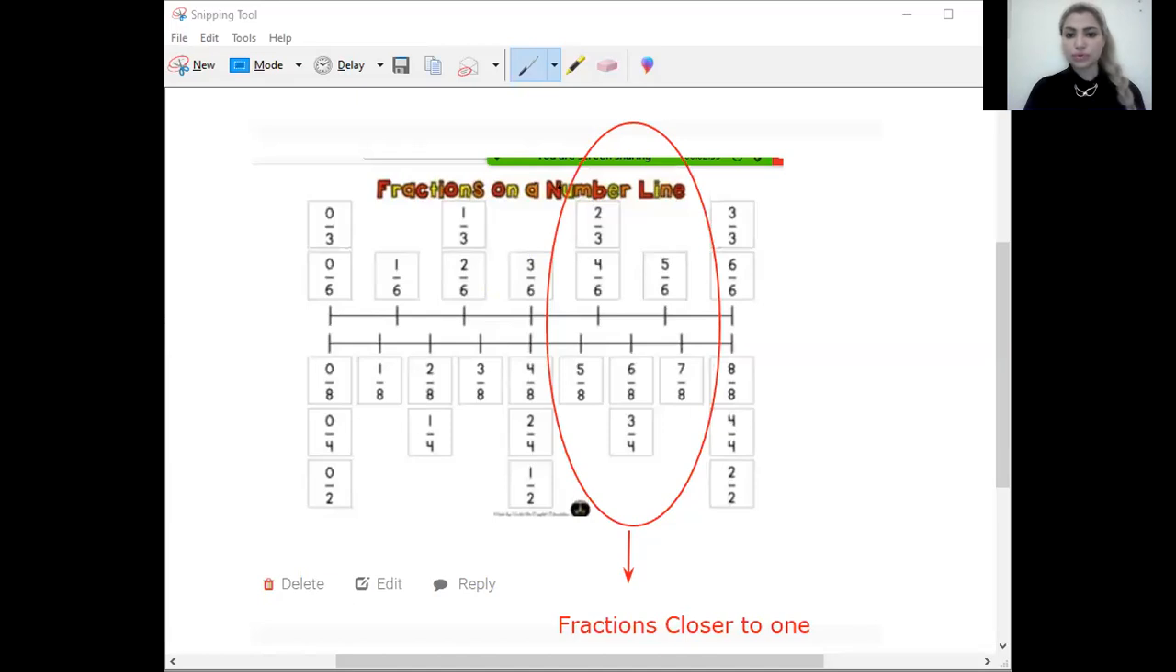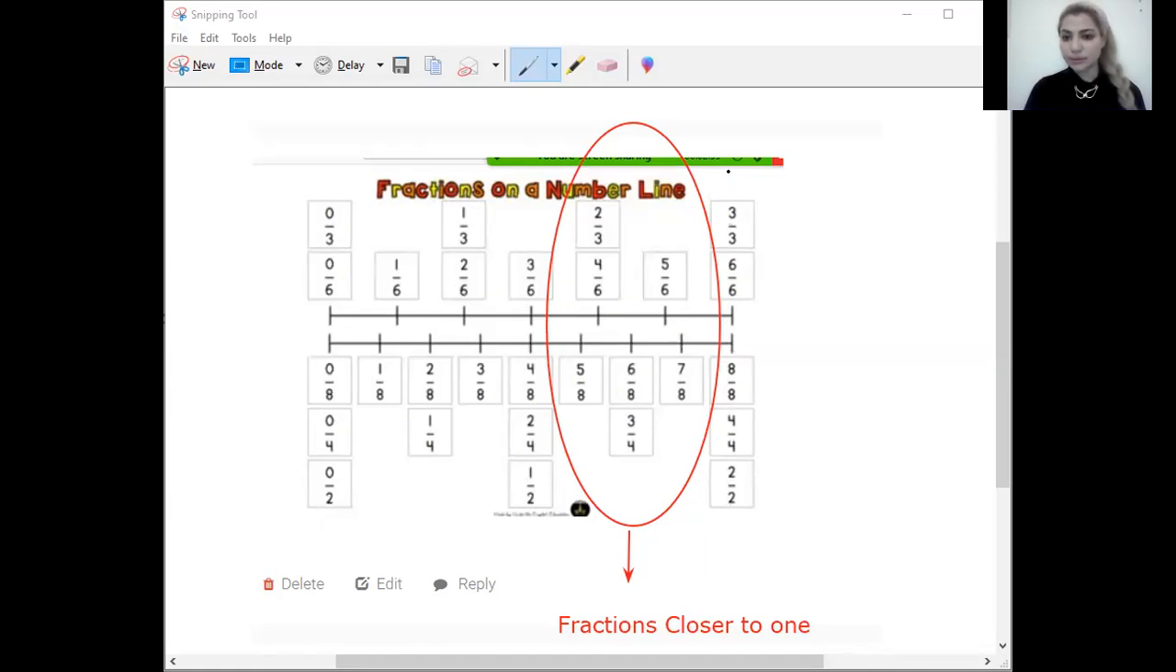So this photo is very important. I told you to draw it and keep it. You will draw the number line 0 out of 3, 1 out of 3, 2 out of 3, 3 out of 3, and the number line of denominator 6, number line denominator 8, number line denominator 4, number line denominator 2. It will help us when he asks us, what are the fractions closer to 1?